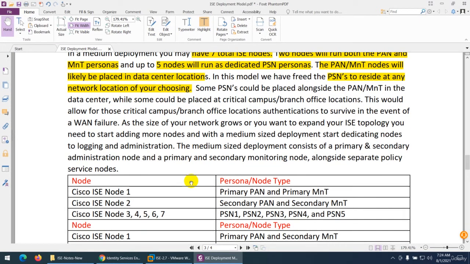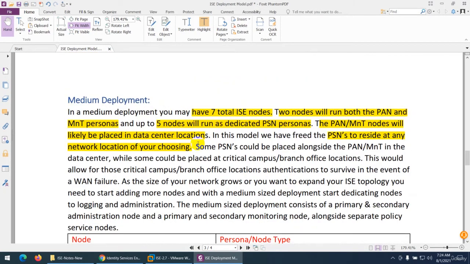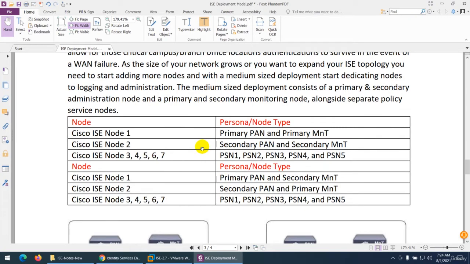You can add more nodes as well if your company expands. So these are the combinations in the case of medium deployment. Now we have 7 boxes. So the first box, first node, will be primary PAN and primary MNT. Second node will become secondary PAN and secondary MNT. You get what I'm saying?